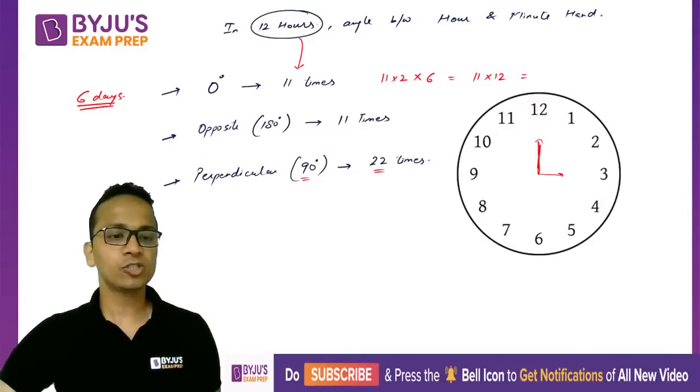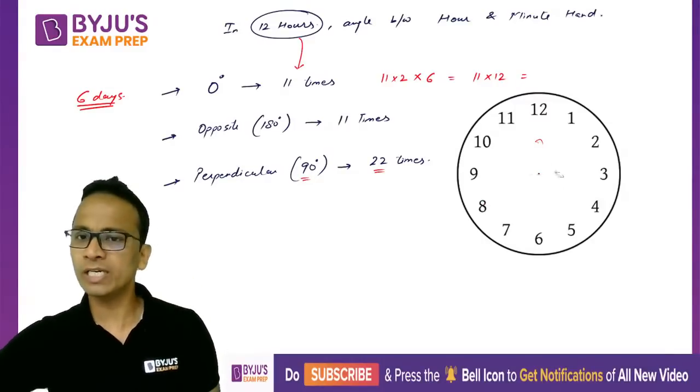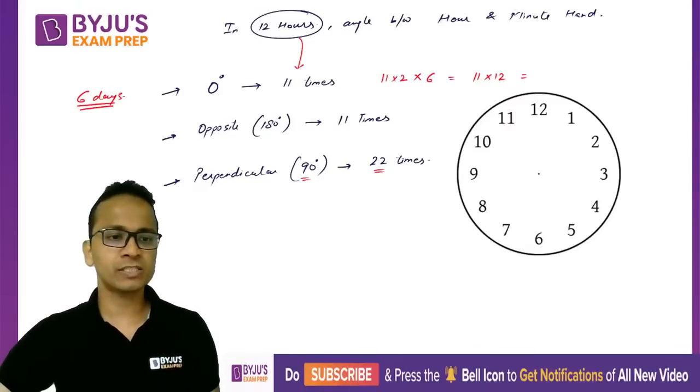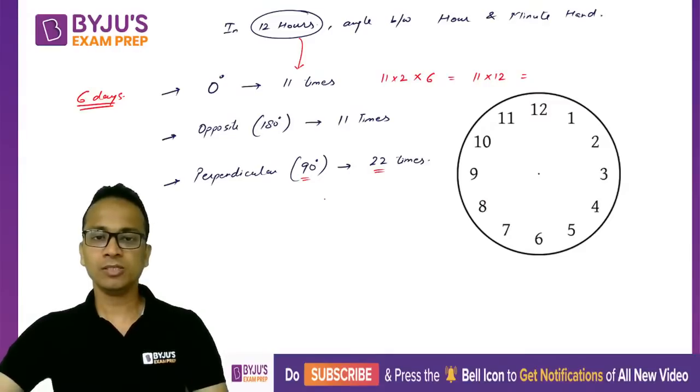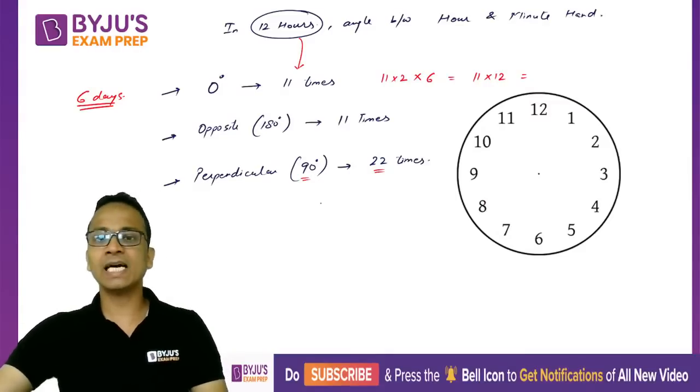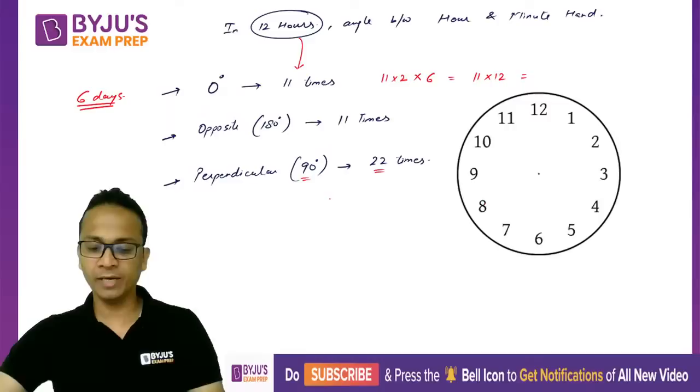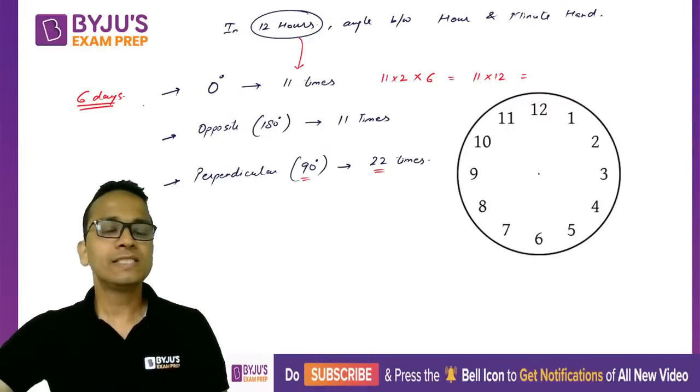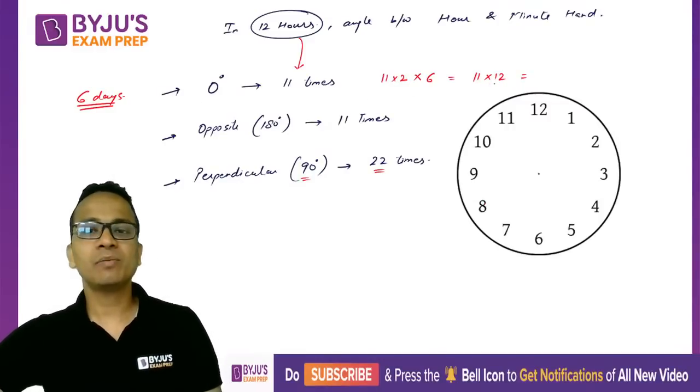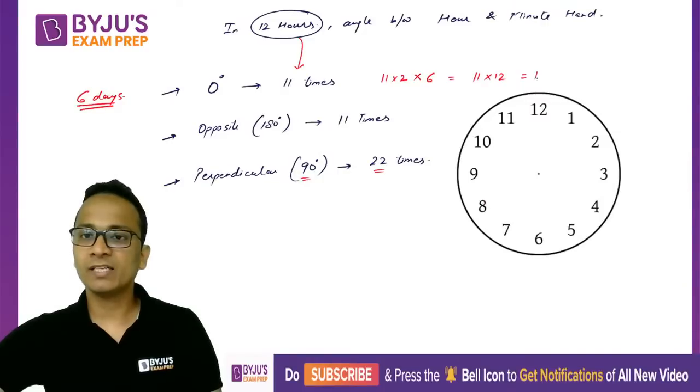All right. So I'm not going into the details because this is not the agenda of this lecture. Okay. So I'm not going into more detail. I'm just telling you directly the things that will be asked in the question. Okay. So in 6 days, how many times will a 0 degree angle be made? 11 into 12, that is 132 times.